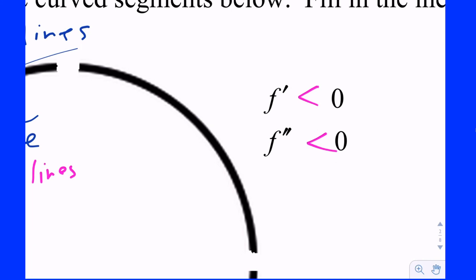Okay, let's look at this next segment. From left to right, this function is going downhill, and it's what? Concave down or concave up? It's concave down. So because it's decreasing, the first derivative is negative, and because it's concave down like a frown, the slopes are decreasing, and the second derivative is negative also. Any part of a frown. Okay, now let's look at the tangent lines here.